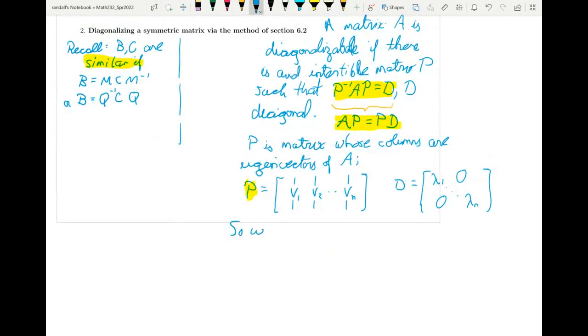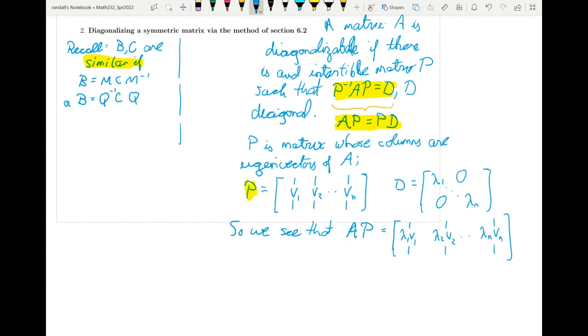So we see that AP, where P is the matrix with columns of eigenvectors. Remember, matrix multiplication A times P is the same as A times each column of P. Each column of P is an eigenvector, so that would be lambda 1 V1. That would be my first column of AP. My second column would be lambda 2 V2, and so on. My last column would be lambda n Vn.